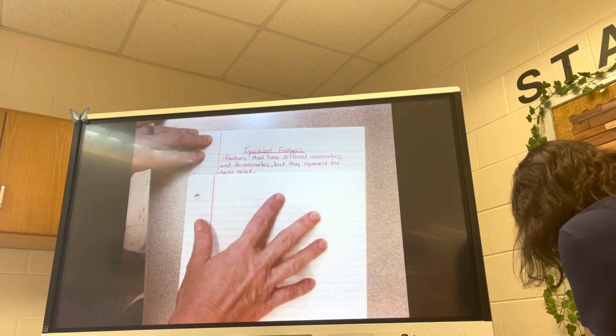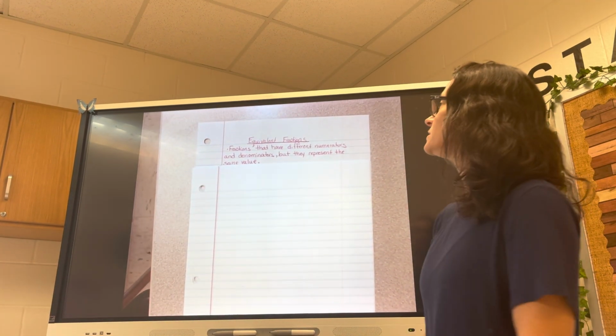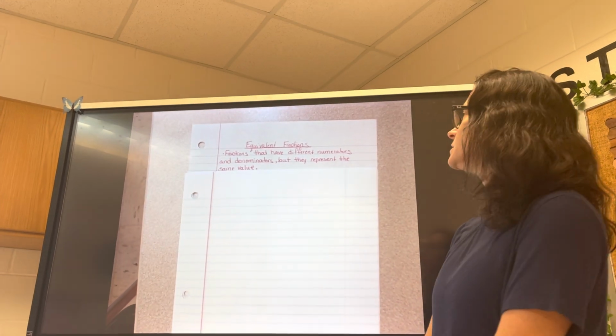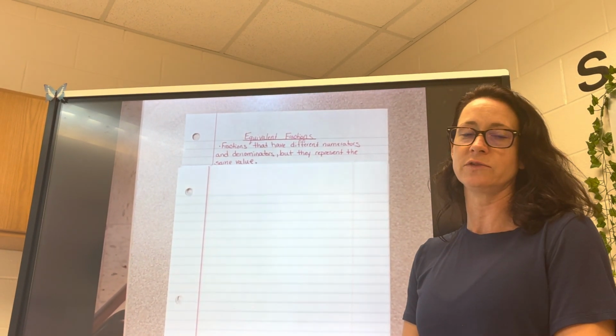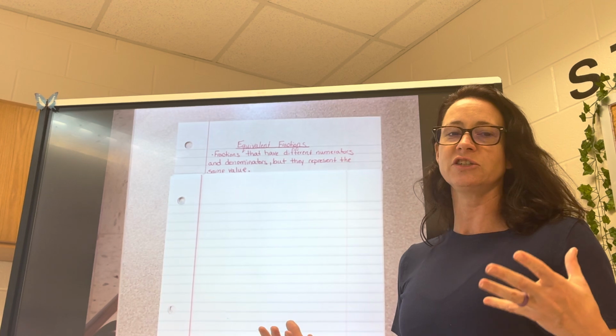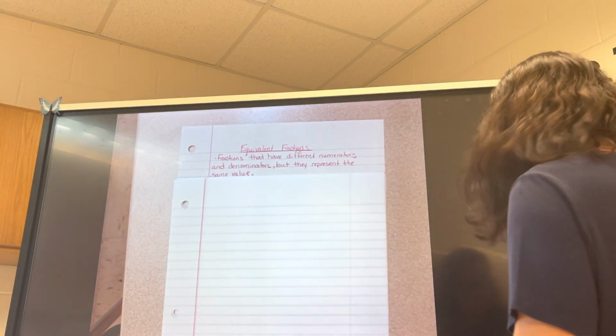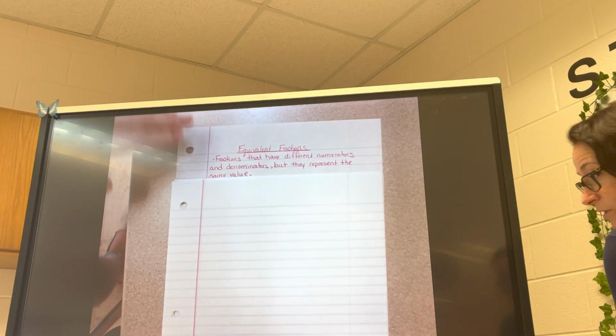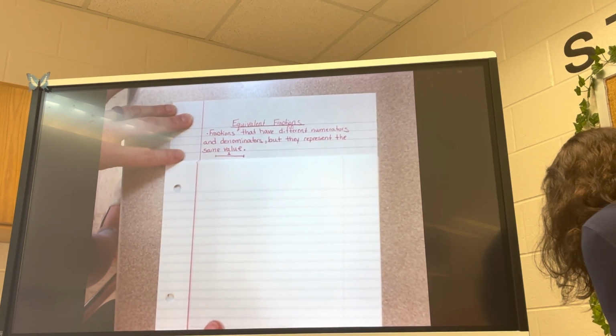All right, here is the definition of equivalent fractions. They're fractions that have different numerators and denominators, but they represent the same value. So you're not changing the amount, you're just changing the size of the pieces. So if you guys have noticed, the bigger the denominator, the smaller the pieces.